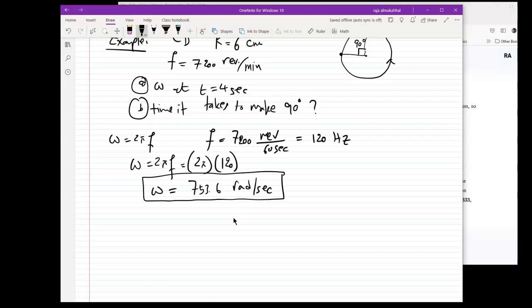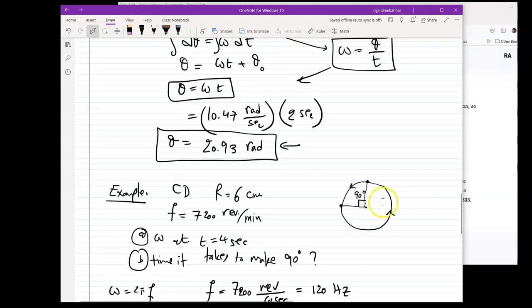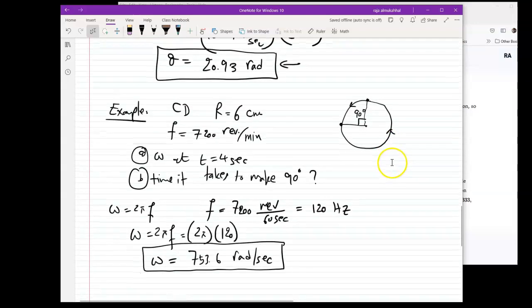Now, he's asking the question, what is omega on the 4th second? So in this case, I need to find alpha. In other words, here you have the CD starting from rest. It starts from rest and then it starts spinning. Eventually, it reaches an RPM of 7,200. So on the 4th second, that means it starts accelerating.